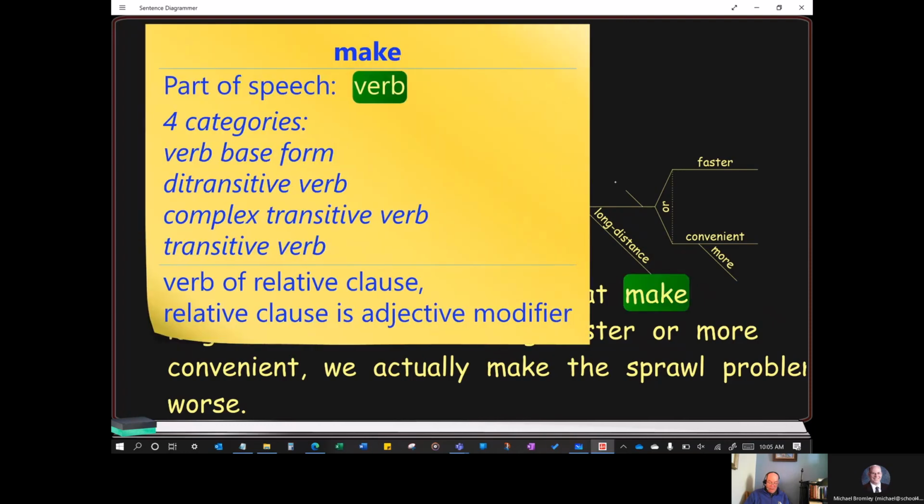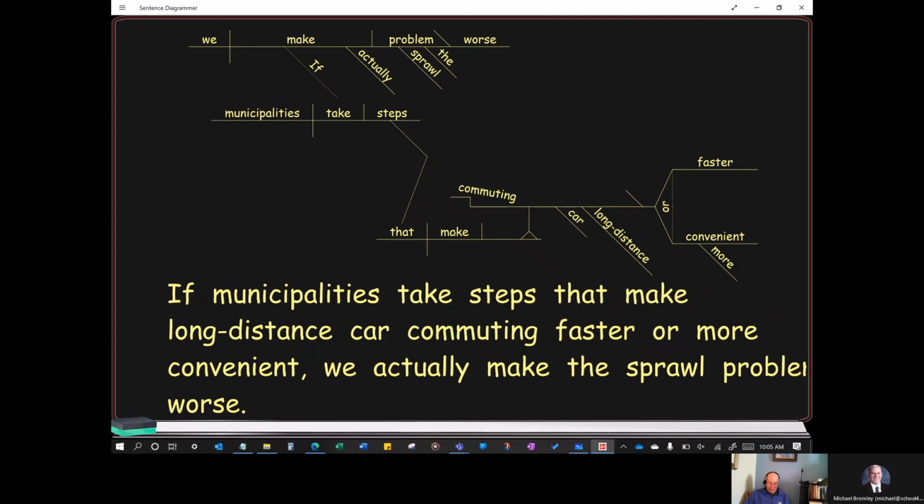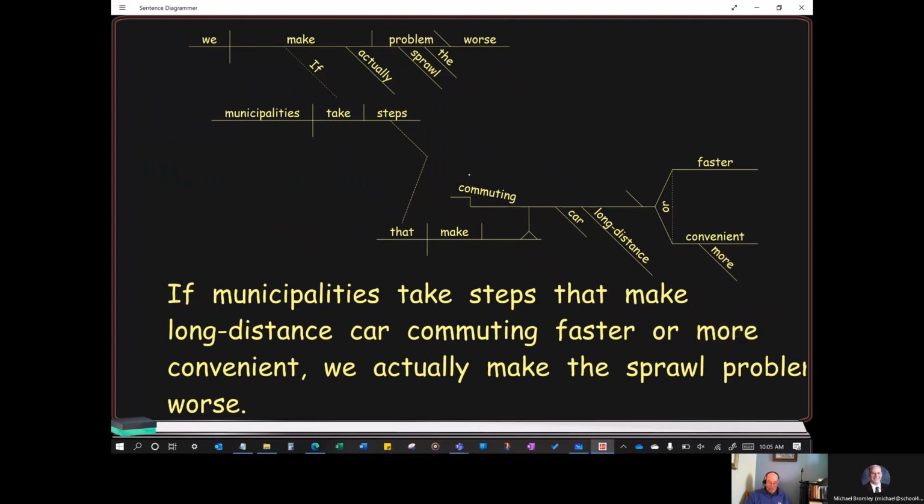And then what about that? It makes, what does it make? It makes commuting, which is what it makes. It's the direct object of that makes. What is that makes? Well, municipalities take steps that make commuting faster or more convenient. And these are just adjectives there to tell us a little bit more about the things we're talking about that make commuting what? Faster and convenient. Okay, so the idea is to break the sentence down into its smallest part, get rid of the noise, bring it back in, separate from the main sentence and the main clauses that create that main sentence.